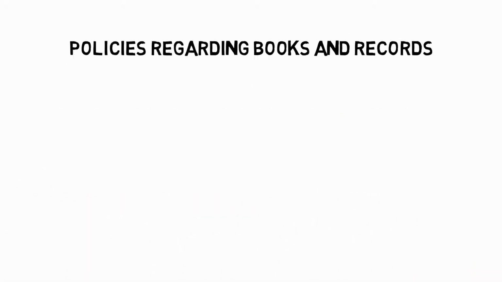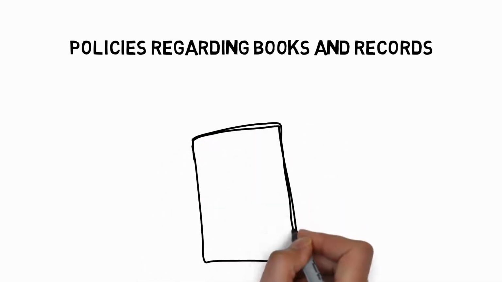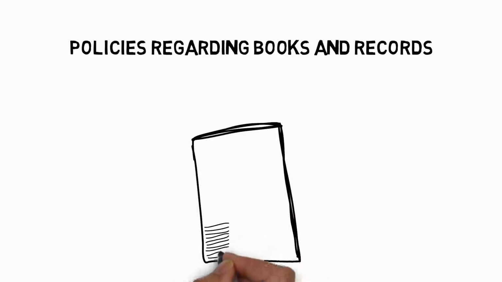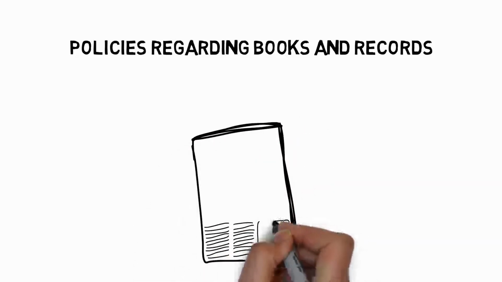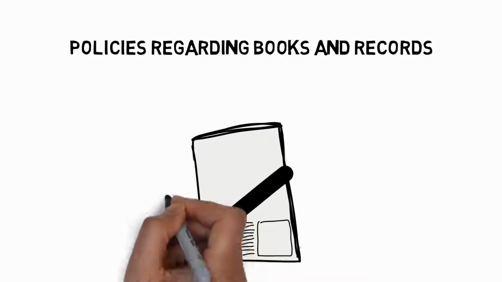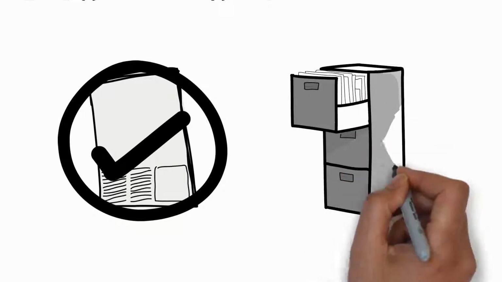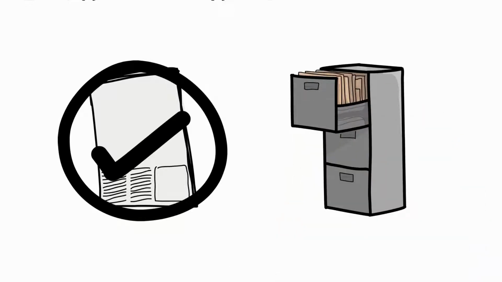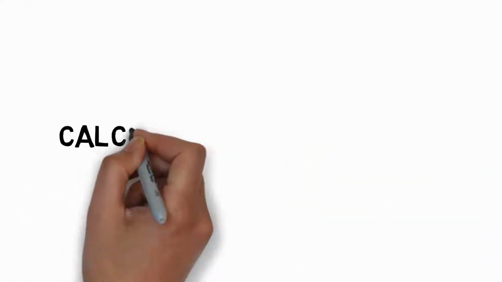Policies regarding books and records. Firms must be able to support all information included in compliant presentations, as well as support that their client assets are real. This section of your P&P can outline the types of records that are maintained and in what format or location they are stored.